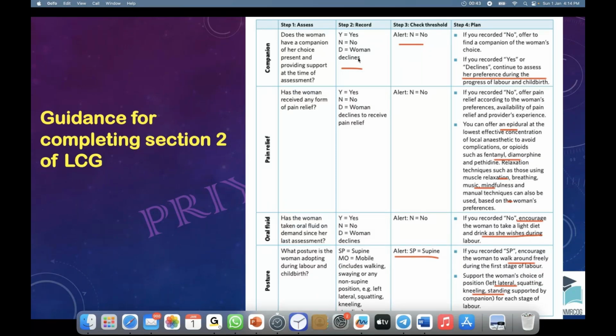Now what will be the alert threshold? If the patient says no, then it will be an alert. Why? Because why does she not want any companion?